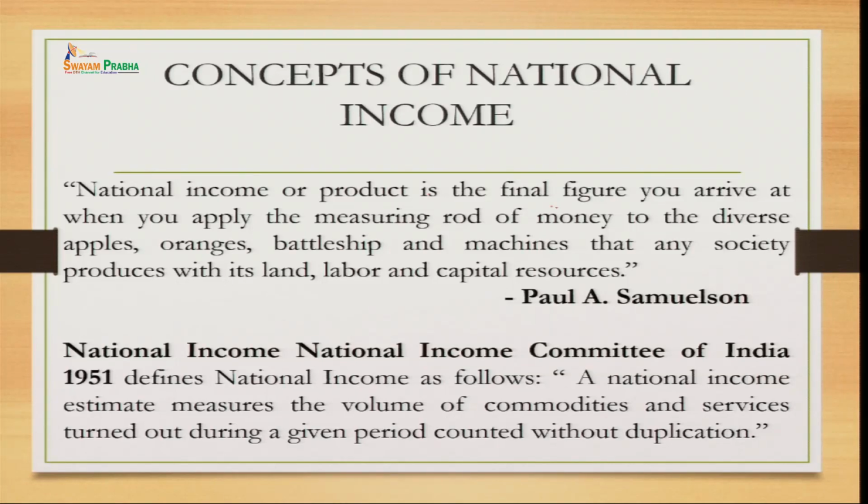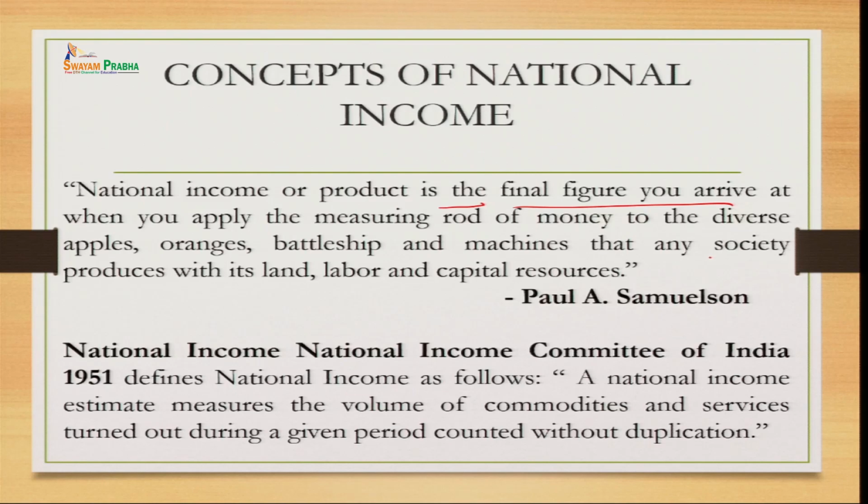If you look at the definition first given by Samuelson, he defines that national income or product is the final figure you arrive at when you apply the measuring rod of money to the diverse apples, oranges, battleships and machines that any society produces with land, labor and capital resources. Simply, national income is the measurement of all the goods and services which are produced in an economy during an accounting year by all the factors of production.